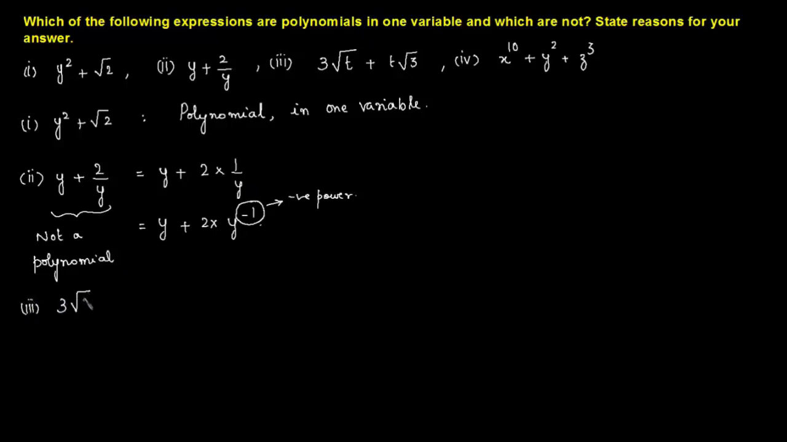You have 3 multiplied by root t plus t multiplied by root 3. So this is equal to 3 multiplied by t to the power half, because square root of t can be written as t to the power half, plus t multiplied by root 3. You can see that the variable t here has been raised to a fractional power. Therefore, this expression is also not a polynomial. So you cannot classify this as a polynomial in one variable, even though there is only one variable t that is involved.